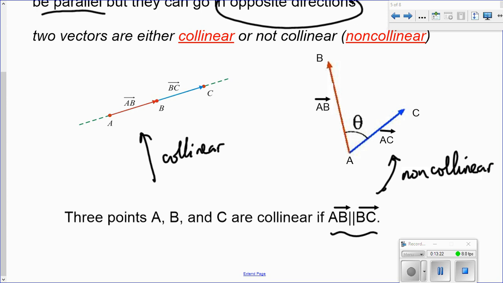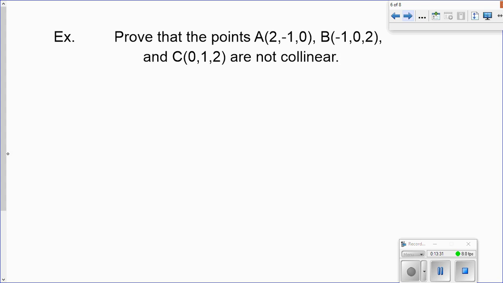If that holds here, B doesn't always need to be the connecting point. It could be another point here. I think I've got an example. It might be on the other side here. Yeah, so prove that A, B, and C are collinear. I'm going to try and set up a situation where AB is equal to KBC, and K incorporates the factor that it might be negative, so they might be going in a different direction, and one might be bigger than the other, but as long as that's the case here, I should be fine.